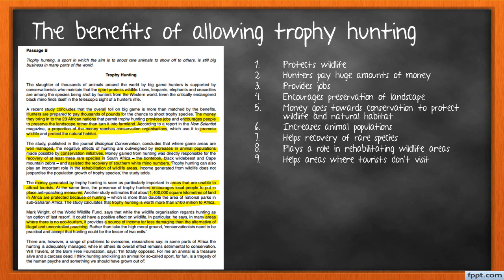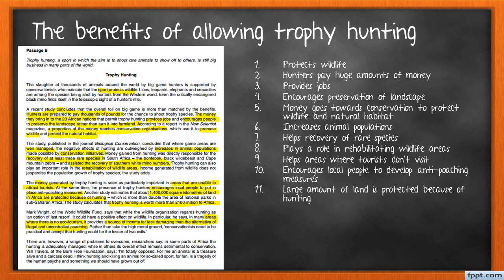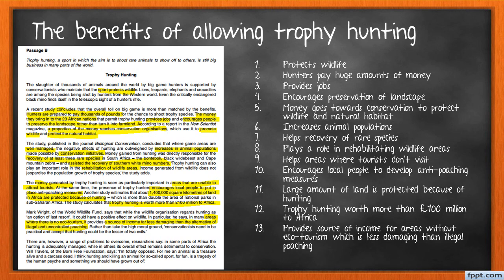Moving on to the next paragraph, it helps areas where tourists don't visit. It encourages local people to develop anti-poaching measures. A large amount of the land is protected because of hunting, that's your 1,400,000 square kilometres. Trophy hunting is worth more than £100 million to Africa. And the final point I've got here is that it provides a source of income for areas without ecotourism, which is less damaging than illegal poaching. So even without 15 full points in there, I've managed to get 13, which is a really good number.